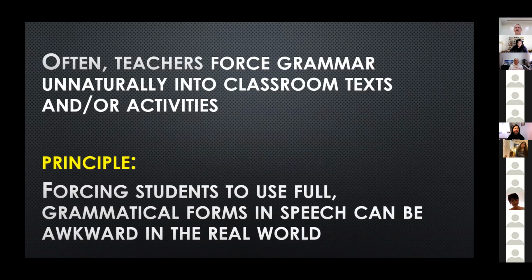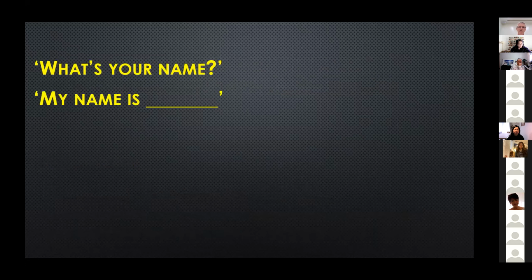Another problem, and again, this is something that I observed with the young teachers that I'm doing teacher training with. Sometimes they would force grammar unnaturally into the materials they're using or into the activities. There are a lot of problems with this. I'd like to show you some. First, the idea of forcing students to use full grammatical forms can be really awkward in the real world, including the most basic form of all. What's your name? My name is.